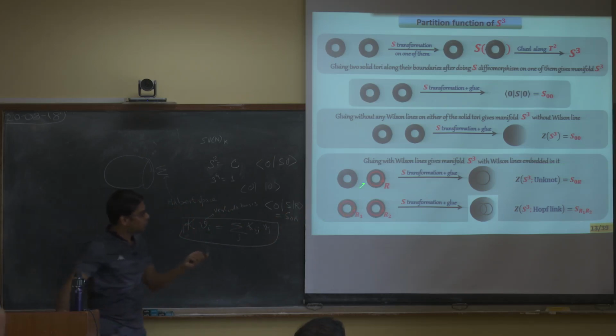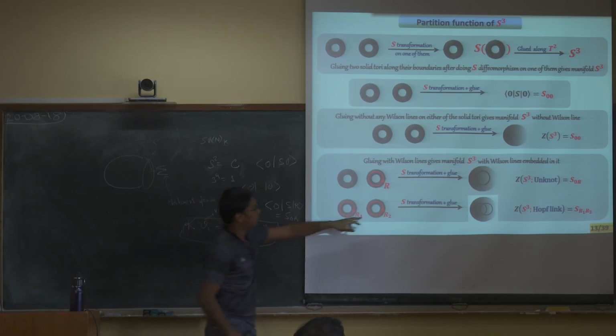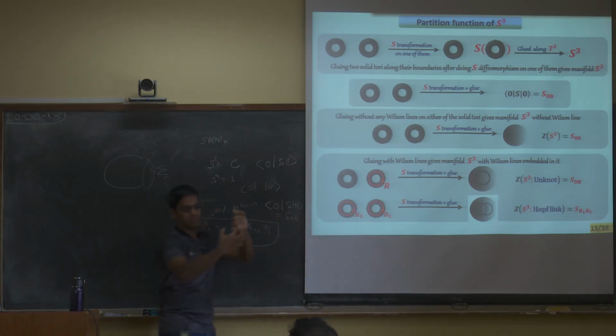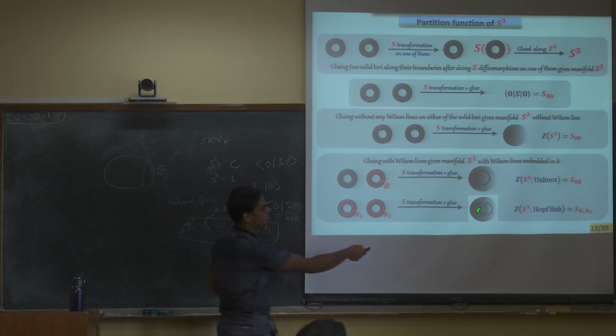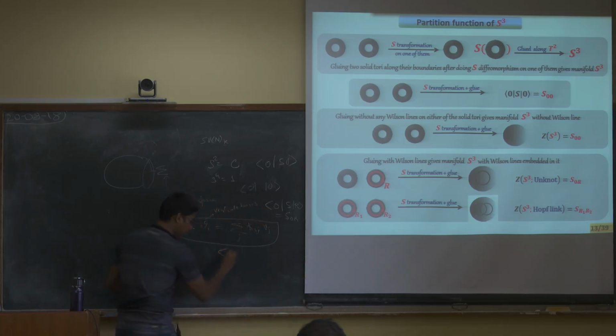We can also take two Wilson lines, one in the bulk of each solid torus. When we do the S transformation, the Wilson line will become a different cycle, and when we glue them, this Wilson line will be linked to the other one. This gives a Hopf link. So this will give the manifold S3 with a Hopf link embedded in it, and the inner product will be simply the R1, R2 element of the S matrix.